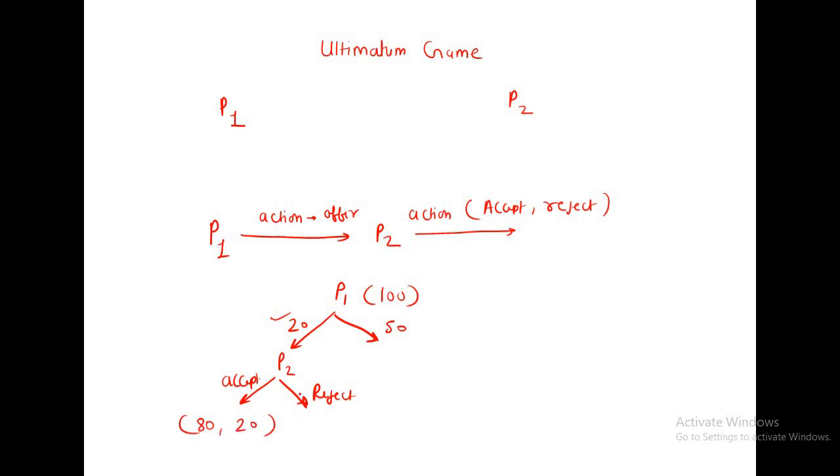Now what if player 2 rejects the offer? If player 2 rejects the offer, then both will not get anything. Why? Because P2 is not accepting the offer and he will not allow P1 to take the money, right? So both will get nothing. If P2 rejects the offer, both will get zero payoff. So this is the ultimatum game.